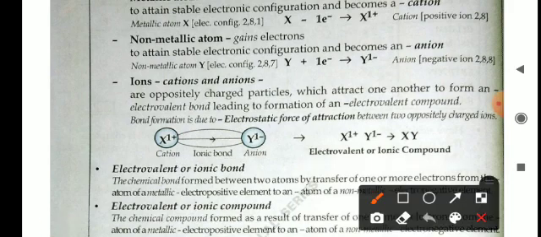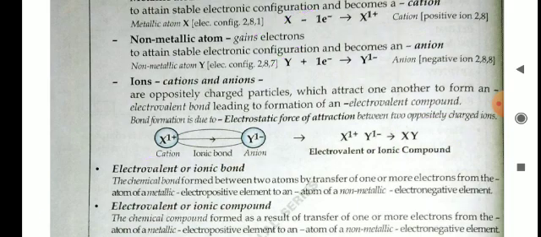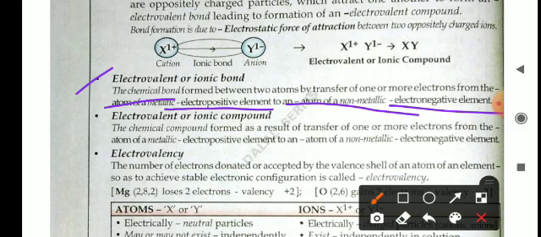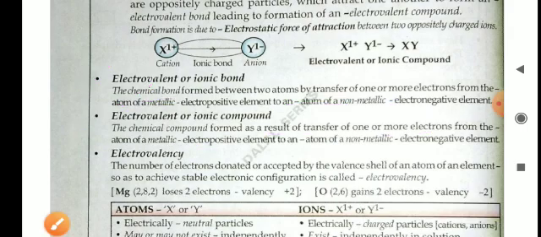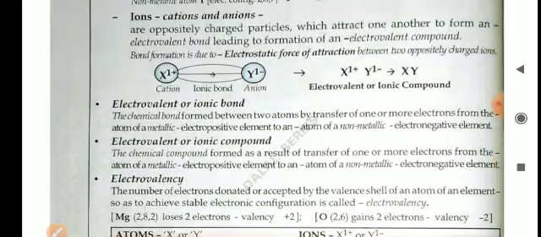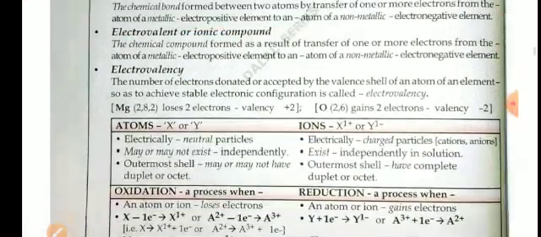In the general compound, X element releases electrons, Y element gains electrons, and when these cation and anion attract each other, a compound is formed that is known as the electrovalent or ionic compound. Electrovalent or ionic compounds are formed between two atoms by transfer of one or more electrons from the atom of a metallic, electropositive element to the atom of a non-metallic, electronegative element. So these are the conditions for the formation of an electrovalent bond.